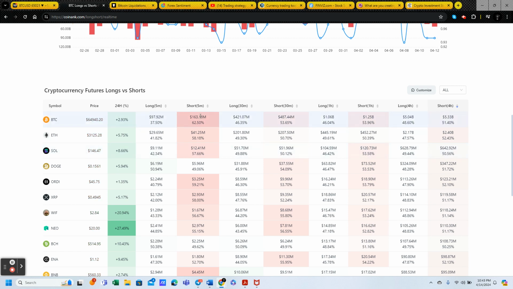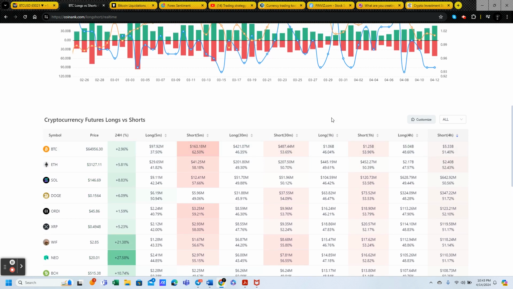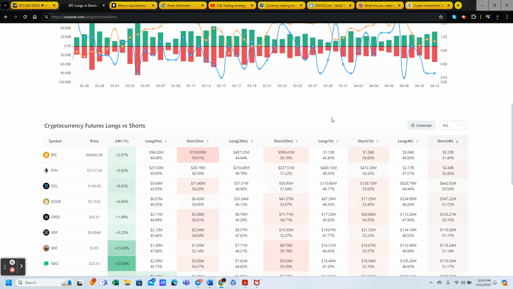So I can look right here and see that it's $163 million worth of shorts being executed, and then over here on the 30 minute we got 421 million long, and you're gonna see the numbers change in real time. So this is what I like about this site. It's tracking everything in real time. So yeah, it's pretty cool. So go and check it out.